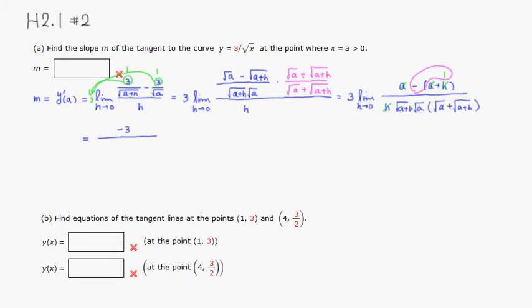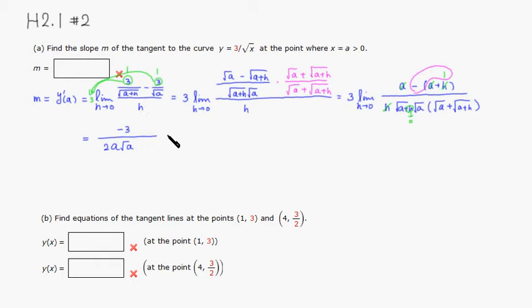h is going to 0, so this term goes to 0. So you have square root of a times square root of a, which will be a. And then you have square root of a plus square root of a, so you have 2 times square root of a.